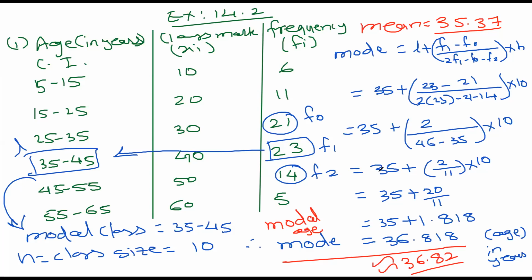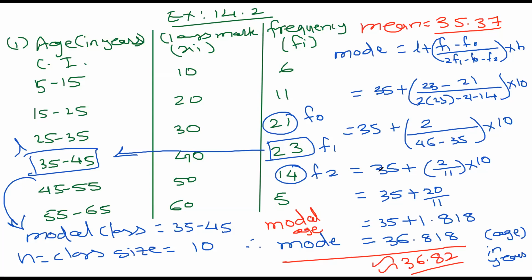As the mean age is 35.37 years, we conclude that the average age of the patients admitted in a hospital during a year is 35.37 years. Next line लिहा.